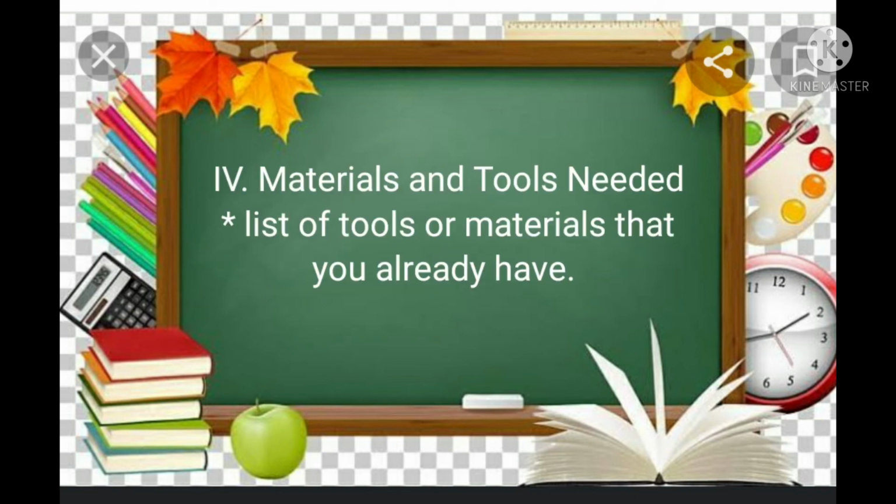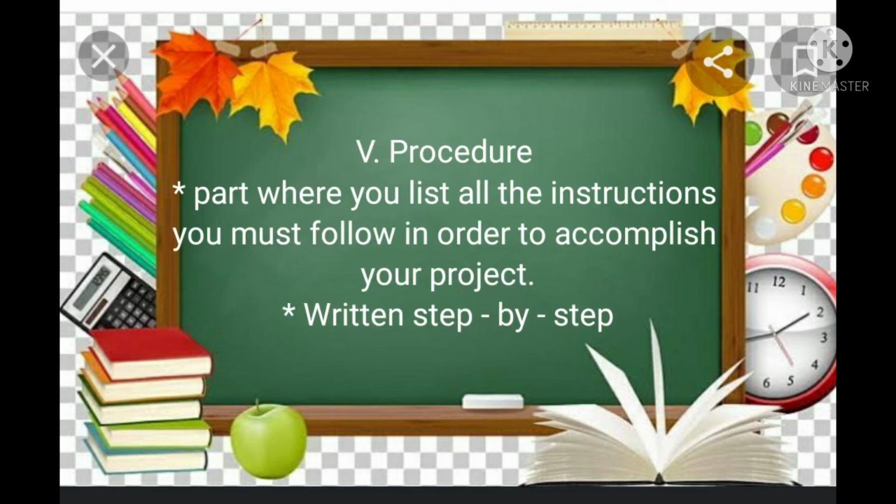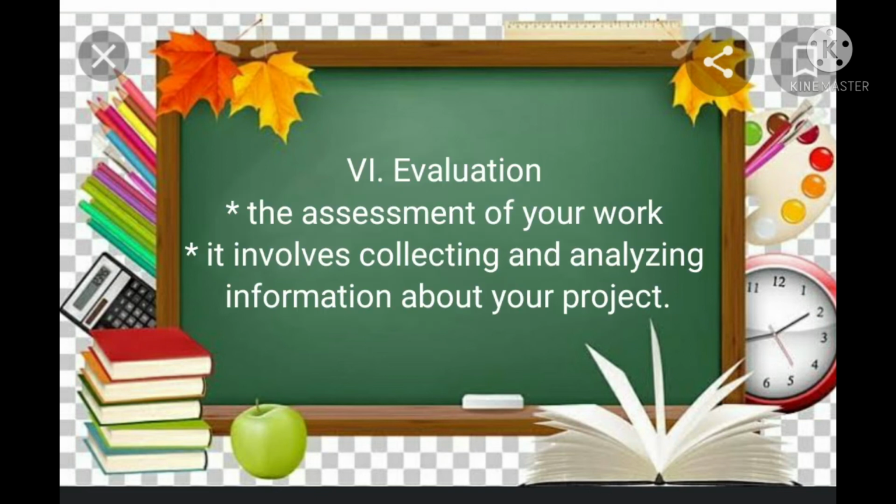The next one, we have the materials and tools needed. This is the list of the tools or the materials that you already have. And then we also have the procedure. This is the part where you list all the instructions you must follow in order to accomplish your project, and it should be written step by step. And the last one, we have the evaluation. This is the assessment of your work. It involves collecting and analyzing information about your project.